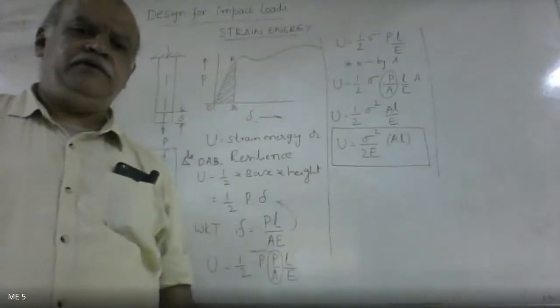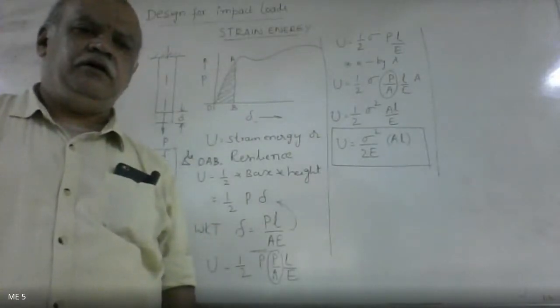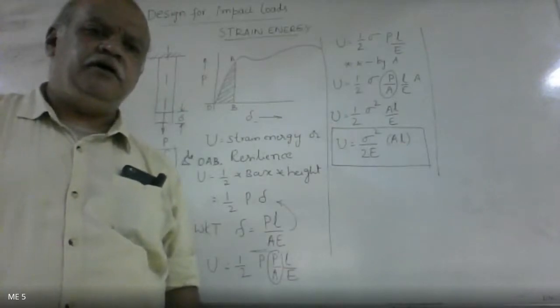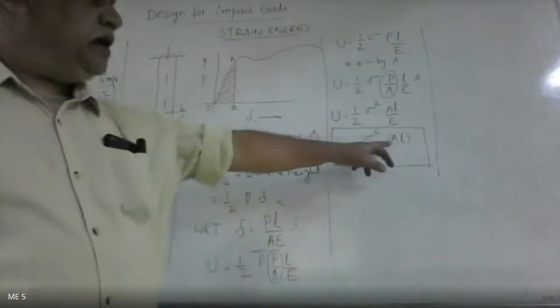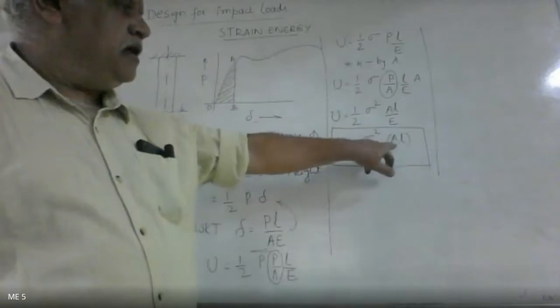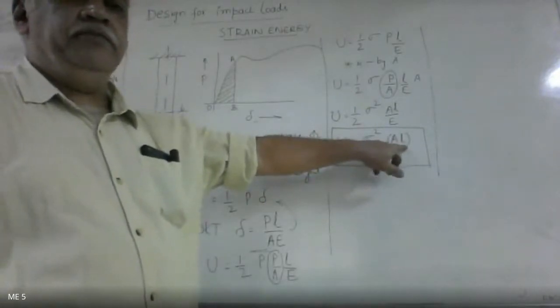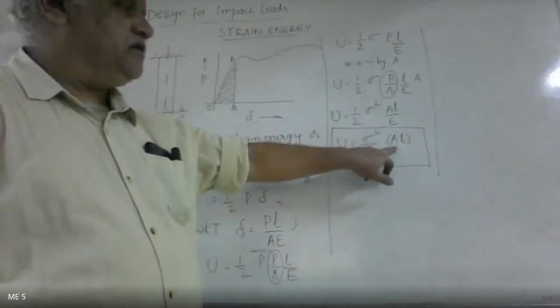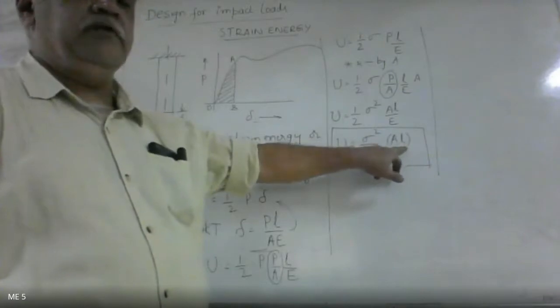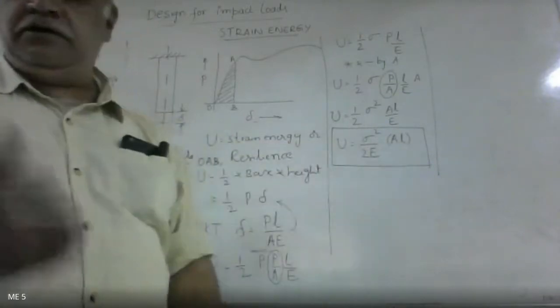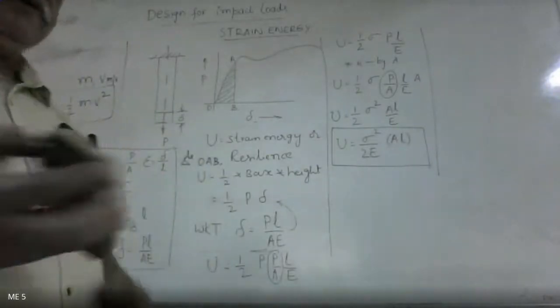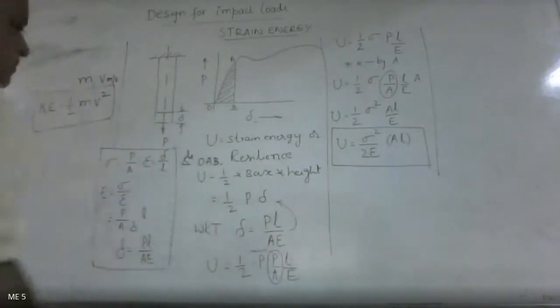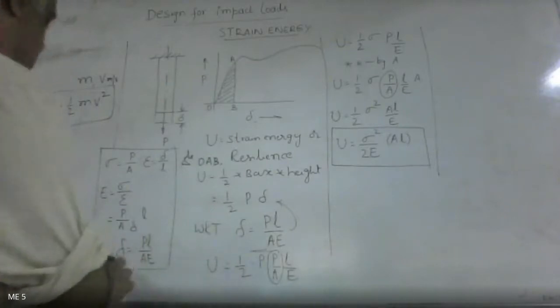Finished? Chinmay, Vipan Singh, Vijay Kumar, Avasti, Karishma, complete. Yes, sir. Fine. So here, A into L represents what? Area into length will give you what? Volume. Because A is meter square, L is meter, meter square into meter will give you meter cube. That's nothing but volume, right? So please note that A into L represents volume of the bar.